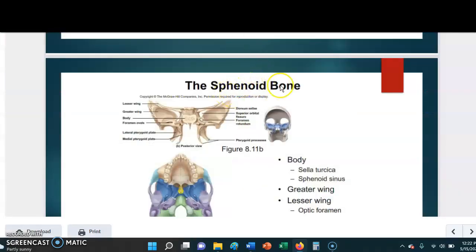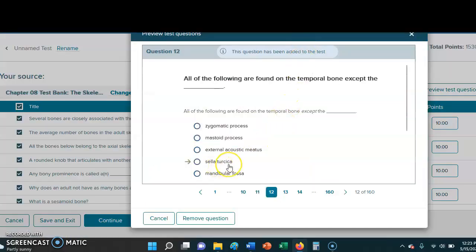Right here we have the sphenoid bone, and that is where we find the sella turcica, right? Right here in the middle is where the sella turcica is. You have it right here as dorsum sellae, which is the same thing. So going back to the question, the answer is going to be obviously sella turcica because that's in the sphenoid bone, not in the temporal bone.